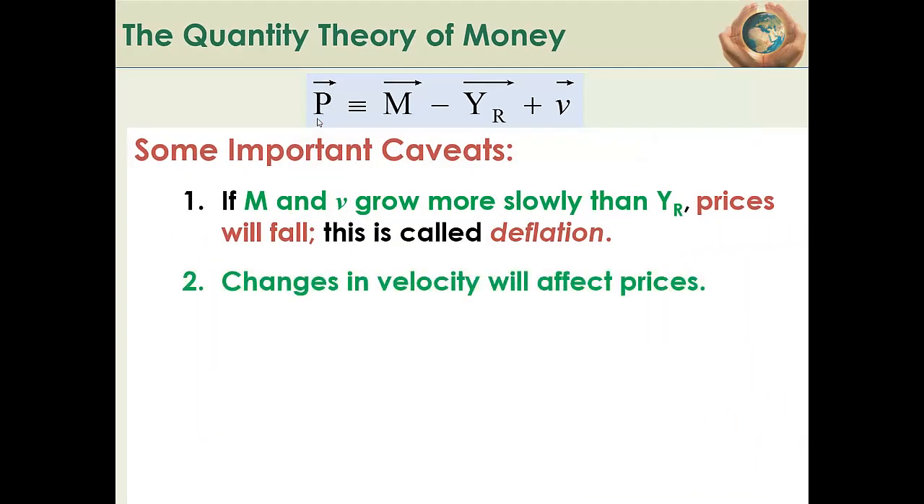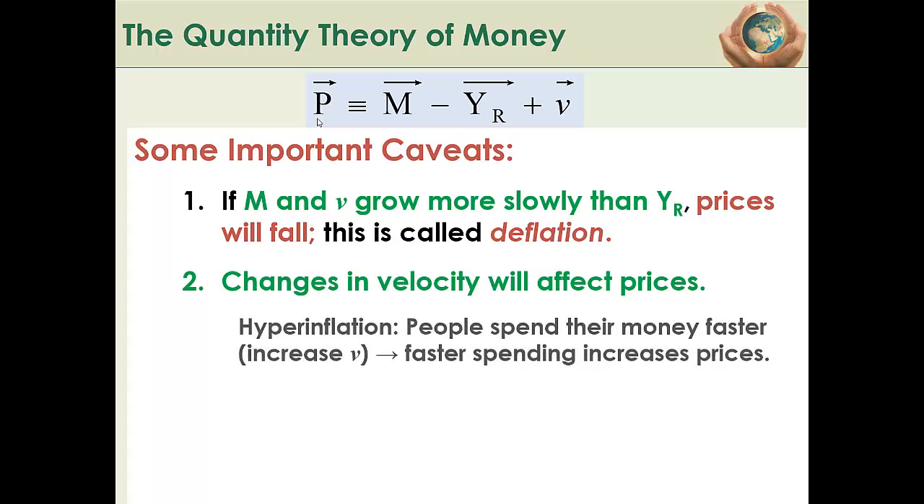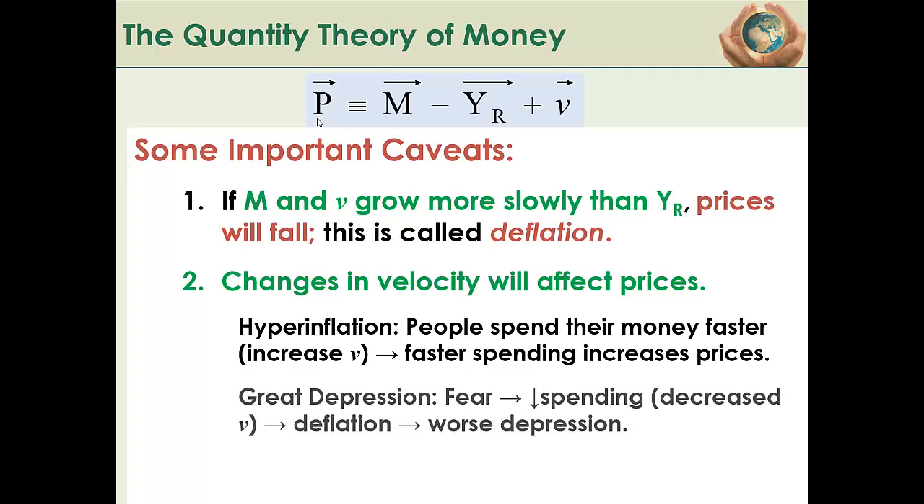Another important caveat is that changes in velocity will affect prices. Consider hyperinflation. When there's hyperinflation, people spend their money really fast because they want to spend it before it loses any more value. And so that's going to increase the velocity of money. And of course, as they go out and spend more and more money, that's just going to lead to higher prices.